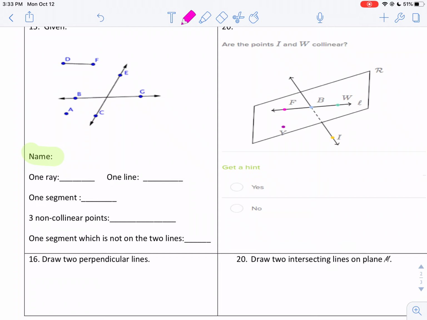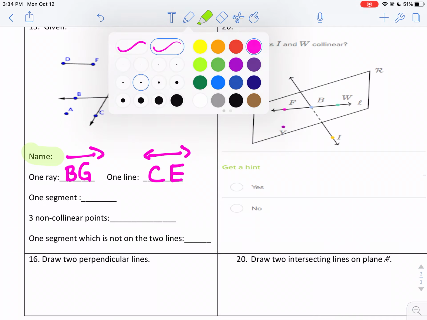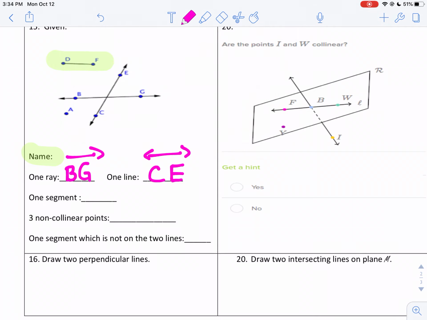I think I'm just going to use ray BG. So it's this one here that I want. That's the ray that I'm putting down. Name one line. I am going to use this one here. So that's my line. My line is CE, and I need to make sure that I have those arrows. Name one segment. The easiest one is probably going to be this one here. That's your segment. So I'm just going to use DF. Make sure that I have a bar on the top.